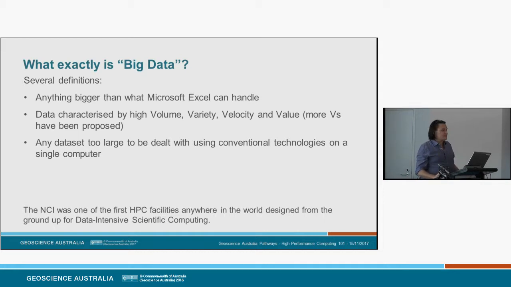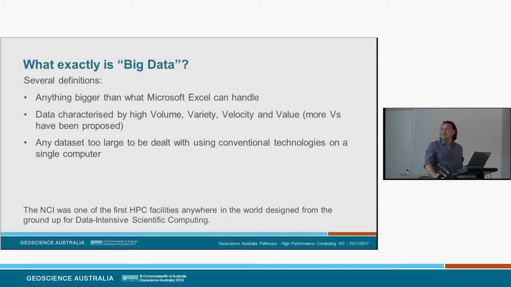G'day everyone. I'll be talking a bit about the data-specific aspects of high-performance computing, and we refer to that as high-performance data. Firstly, I'll talk a bit about big data. It's a term that's been thrown around a lot and perhaps overhyped, but I've heard quite a few definitions of it. One of the cute ones was anything bigger than what you can handle in Excel.